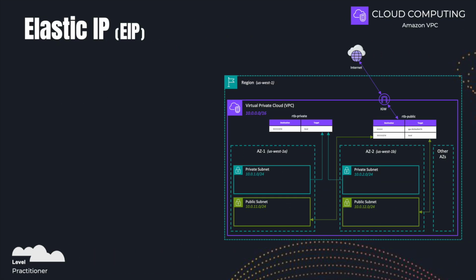After understanding IGW, another related component that you should know about is Elastic IP Address or EIP. An elastic IP address is a static public IP address that you can allocate or reserve from AWS and then attach to your EC2 instances.